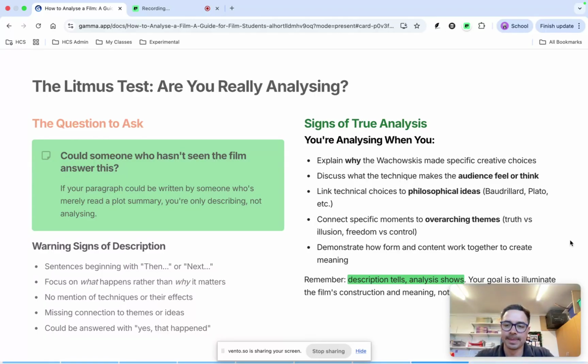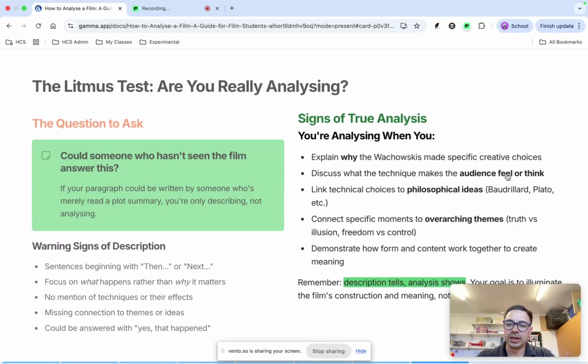Okay, so if you're talking about the audience's feeling, what the audience is feeling or thinking, you're linking it through to philosophical ideas, these overarching themes, and added to this, I'm going to say this wider world context of why it still matters today.